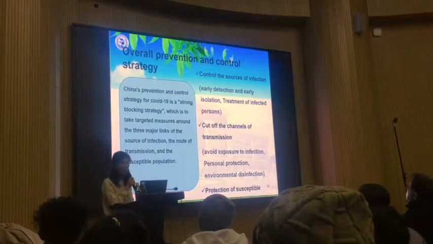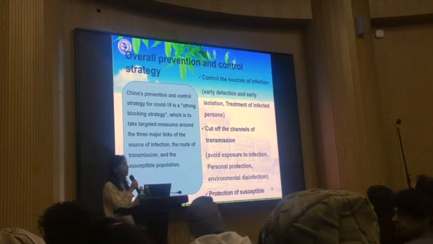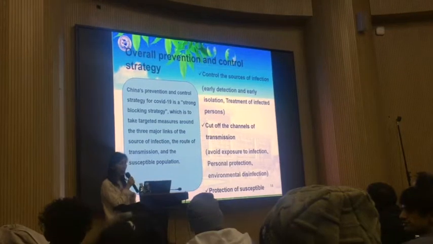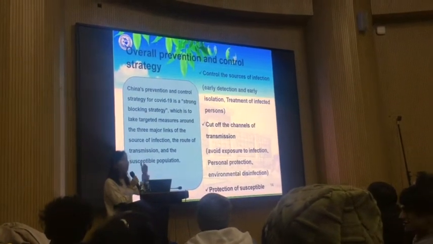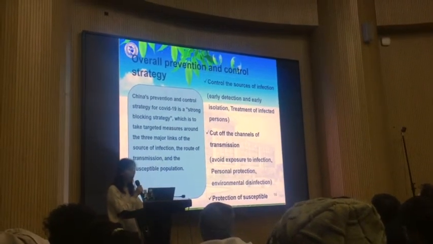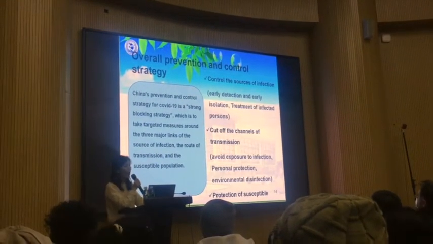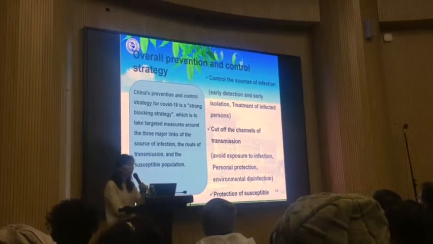Control the source of infection. What did we do? We do early detection, early isolation, and treatment of infected persons. Yes, this is what we do.